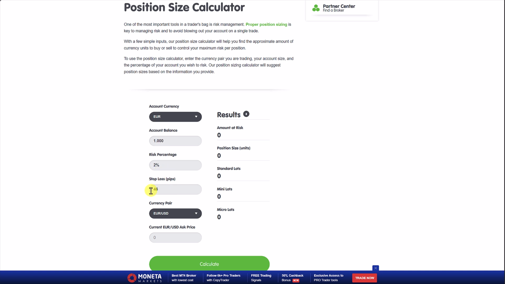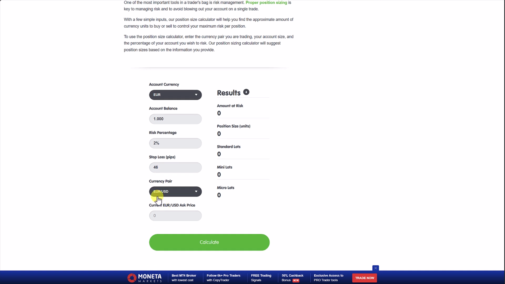The stop loss distance, as we've measured, is going to be around 46 pips. And we're trading the currency pair euro-US dollar. We just have to enter the current price for the euro-US dollar. And then after we press calculate, you will see the results. So because we said we want to risk 2%, it shows that we want to risk 20 euro, which is correct. 2% from a 1,000 account, it's 20 euro. So worst case, if the trade doesn't work out, we are only losing 20 euro.